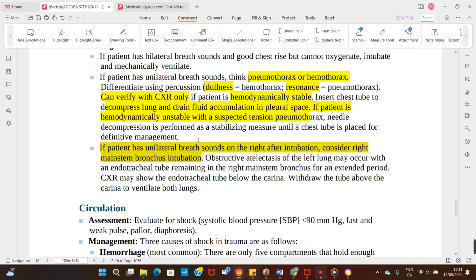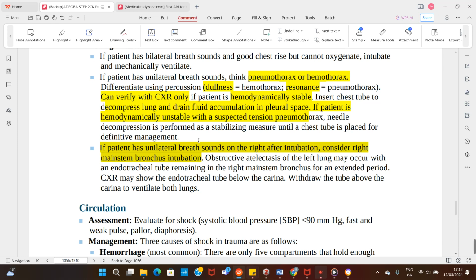So other situations can also arise. For example, after your intubation, if you notice that the patient still has unilateral breath sounds, particularly on the right side, think of a right endobronchial intubation. That is, the right side is actually the shorter, the wider, and the straighter. So there's a high chance of the tube just going directly into the right, and you are going to be intubating that area only. That is the part that is going to be getting the air only.